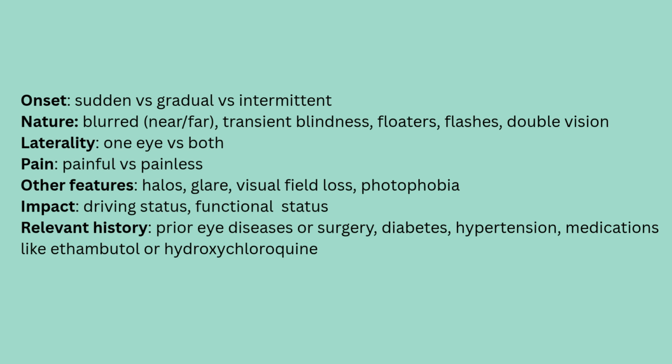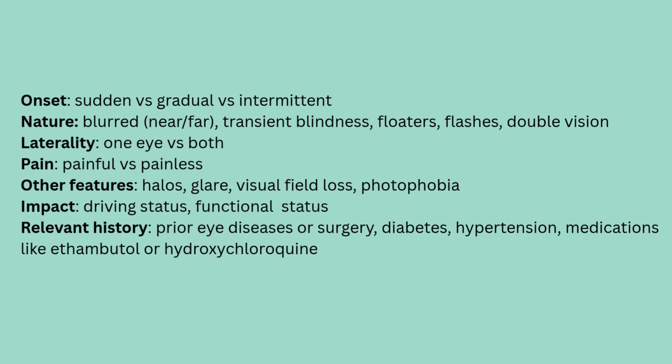Next thing is ask the patient, what do you exactly mean by a vision problem, or elaborate on what you mean by blurring or double vision. So what we're trying to establish is what exactly the problem is. It can be blurring, it can be an eyesight problem, maybe near vision or far vision, could be total blindness, flashes, floaters, or double vision. Ask about, is it one eye or both eyes. Ask about pain, whether it is painful or painless.